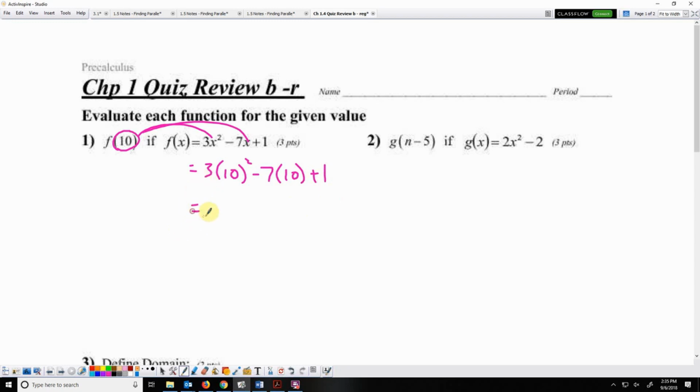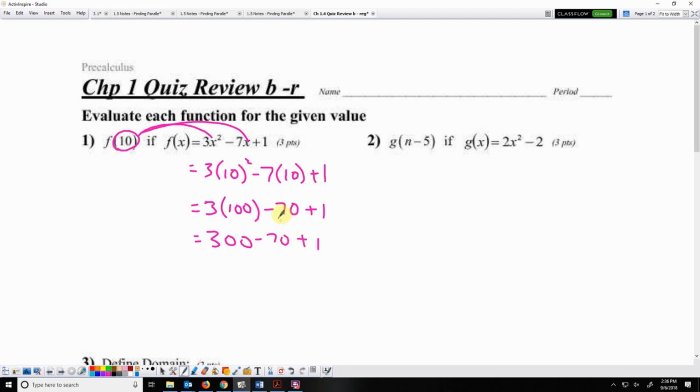So by order of operations, parentheses come first, but there's nothing to do inside the parentheses. So we go to exponents, so that's 3 times 100, that's 10 squared, minus, and we have done our exponents, so we can go on to multiplication and division if we want, 70 plus 1. So we get 300, and then we have minus 70 plus 1.